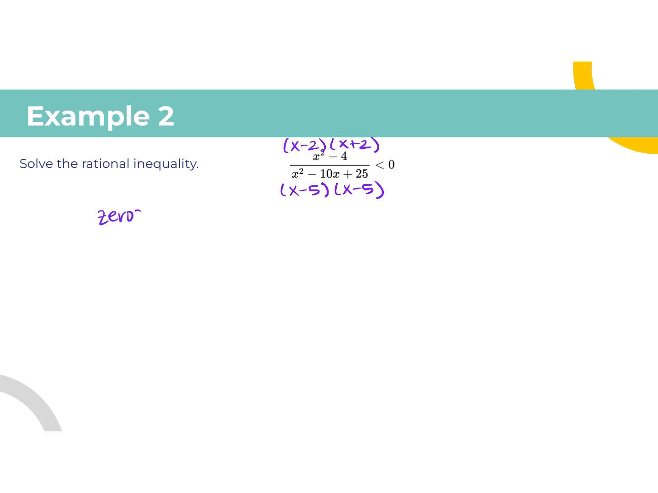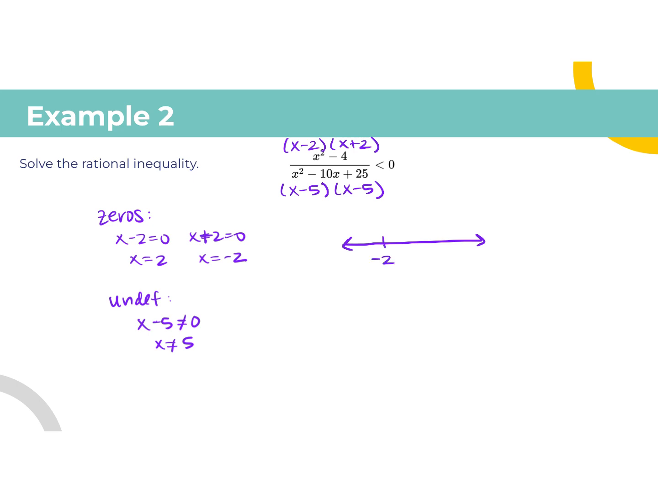My zeros for this function, if I set the numerator factors equal to 0, I get positive 2 and negative 2. For my undefined values, I have a repeated factor, so I'm just going to think about setting that up once. I get positive 5 as my undefined value. On my sign diagram, I'm going to make sure I put these in order: negative 2, 2, and 5.